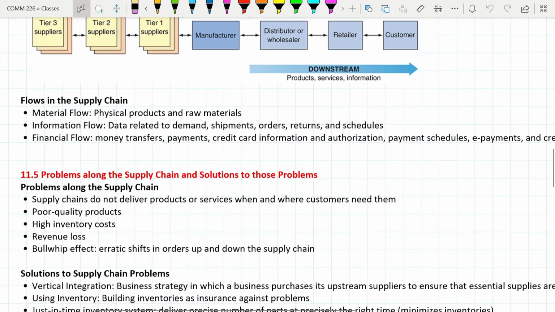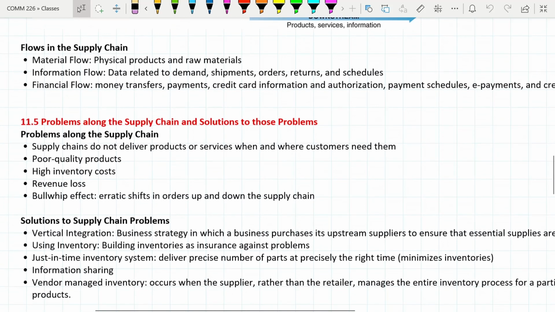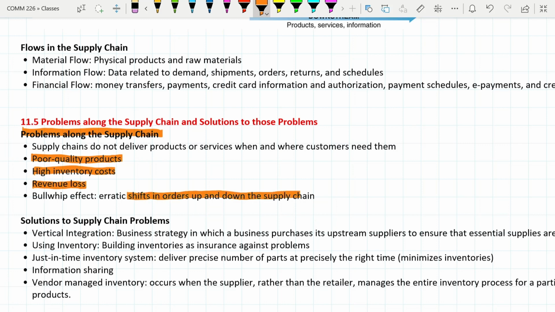So 11.5, problems along the supply chain and solutions to those problems. So problems along the supply chain. Hopefully I'll put this in orange so you guys can see it better. Supply chains do not deliver products or services when and where customers need them. They have poor quality products, high inventory costs, revenue loss, and the bullwhip effect, where there are erratic shifts in orders up and down the supply chain.